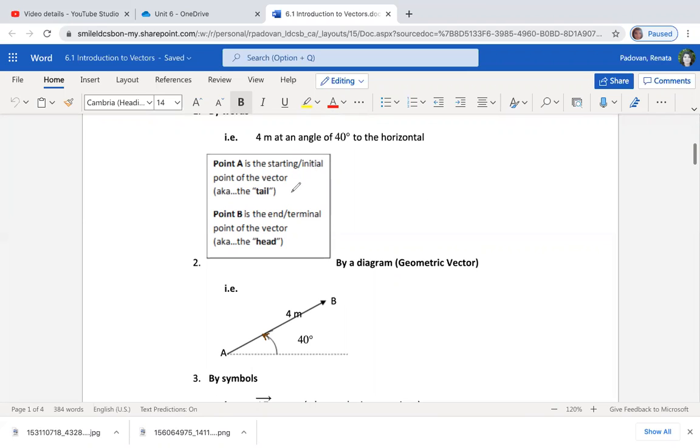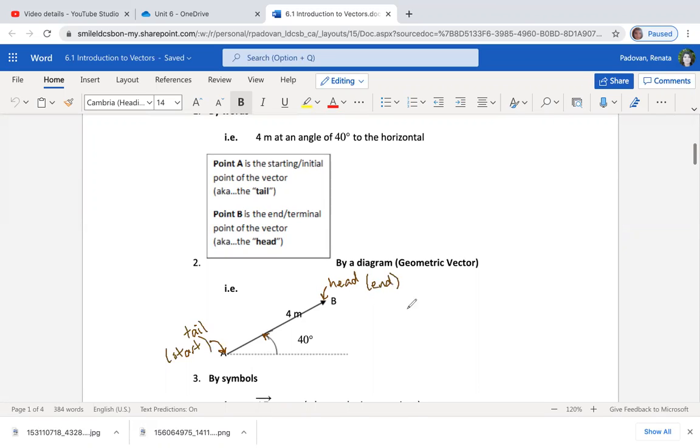So first let's look at this box to talk about the direction of the vector. So point A here is the starting point, the initial point of the vector, but we actually call this the tail. So just to indicate here, that point is the tail, which is the starting point. Point B is the end of the vector, or the terminal point we learned in grade 11, right? And it's also known as the head.